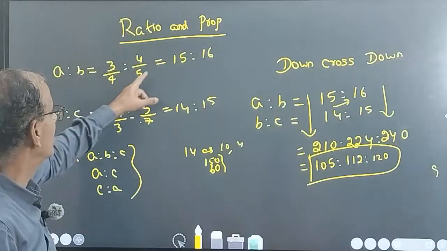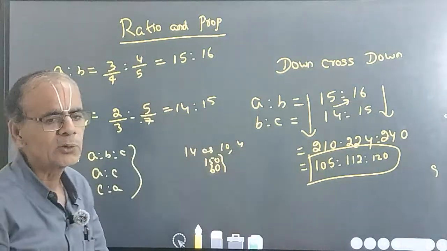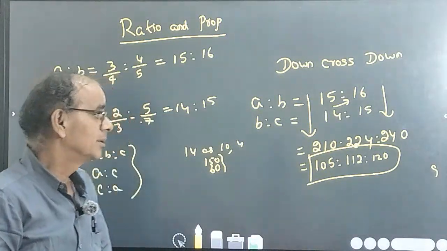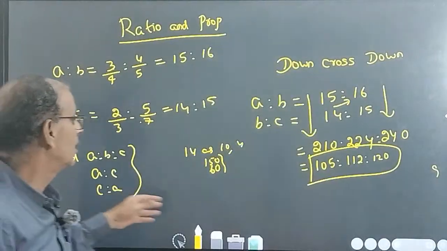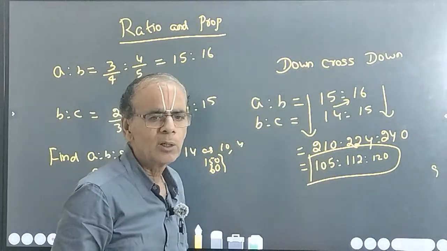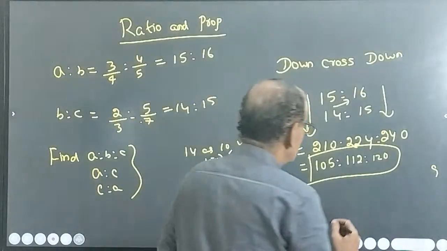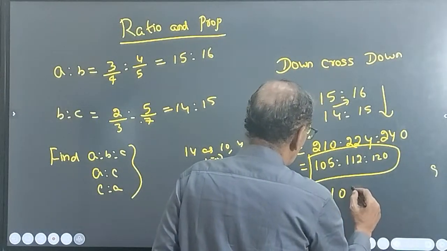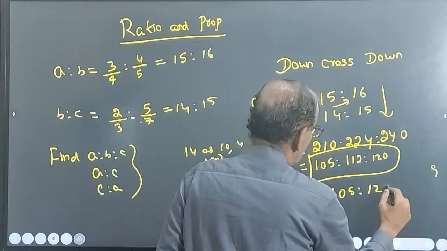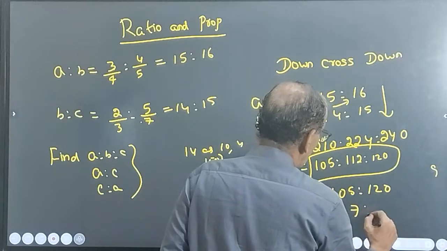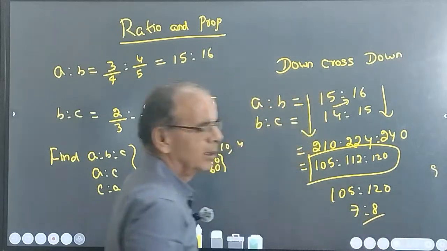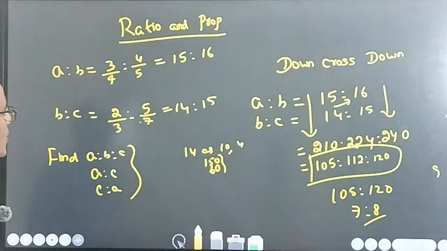Just cross multiply, down, cross, down. Suppose they ask what is A is to C, then you write 105 is to 120. Again you can simplify also, right? 7 15s are 105, 8 15s are 120. You can do like this.